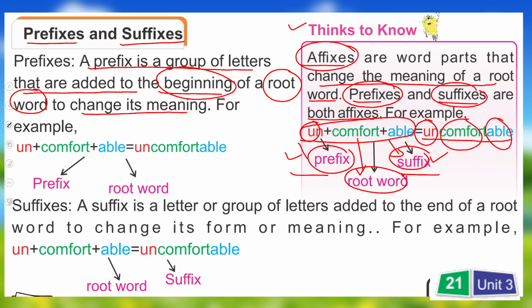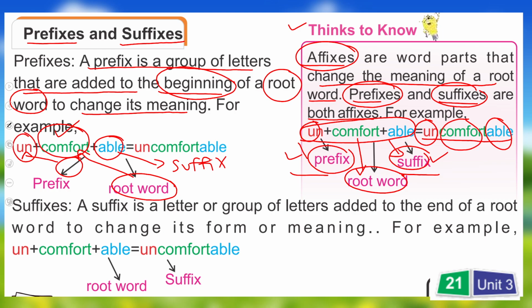For example, uncomfortable. Here, in the word uncomfortable, un is your prefix, comfort is your root word, and able is your suffix. This is your suffix. Root word is comfort. What is the prefix? Prefix comes before the root word. Our root word is comfort. So, what do we have before comfort? Un. Un is our prefix, and able is our suffix.